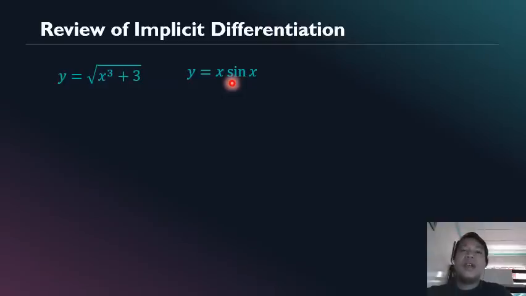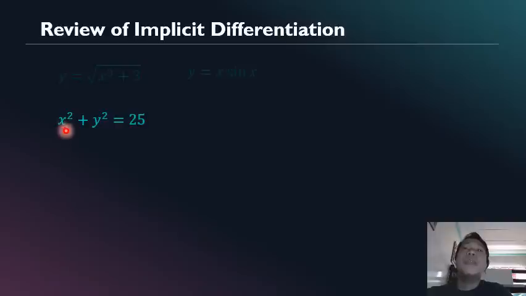However, when you are solving related rates problems, there are times, or most of the times, you will be encountering equations that are not given explicitly in terms of one variable. Kaya ang tawag natin sa kanila, kung hindi sila explicit, di implicit. So we call them implicit functions.